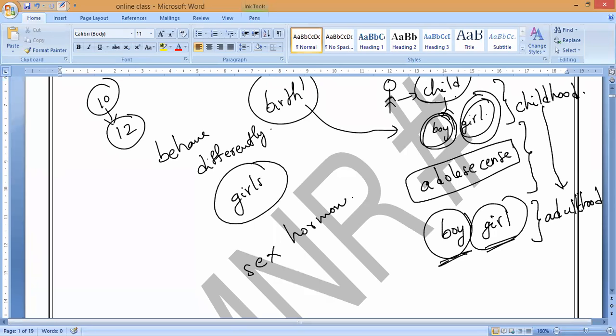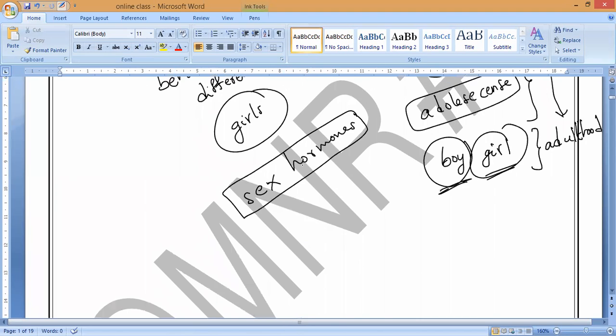Because of that, rapid changes take place in their body growth as well as character changes, in the sense that they will start behaving differently than before. That is what is happening. So wide-ranging changes in their bodies will take place, and that is what we can notice.